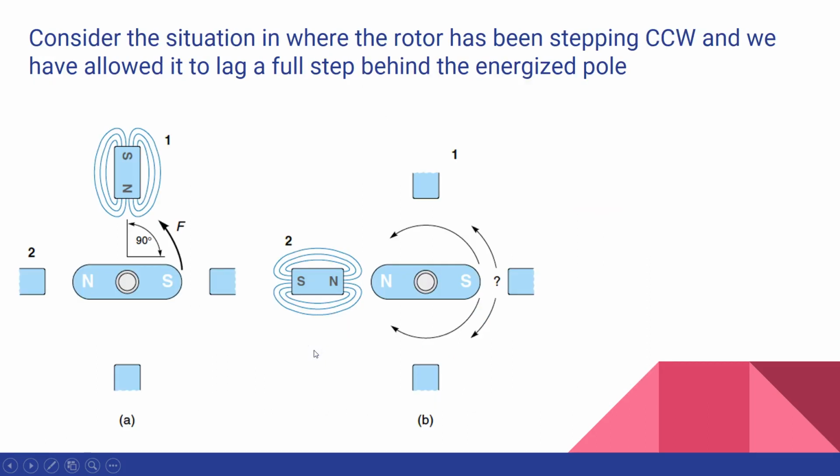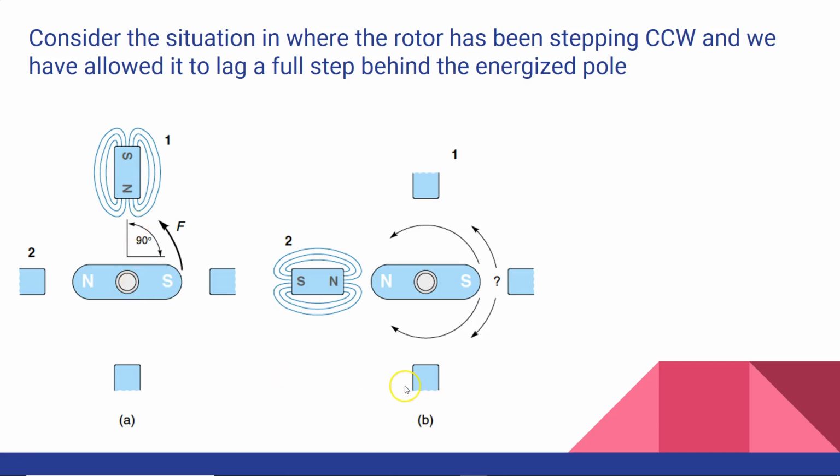Next, let's consider the situation where the rotor has been stepping counterclockwise, and we have allowed it to lag a full step behind the energized pole. In this particular case, you see that coil 1 is energized. If coil 1 is energized and your rotor is in this position, then the rotor will try to align with this stator pole. The south pole of the rotor will be attracted to the north pole of the stator winding, so it will move towards the left.